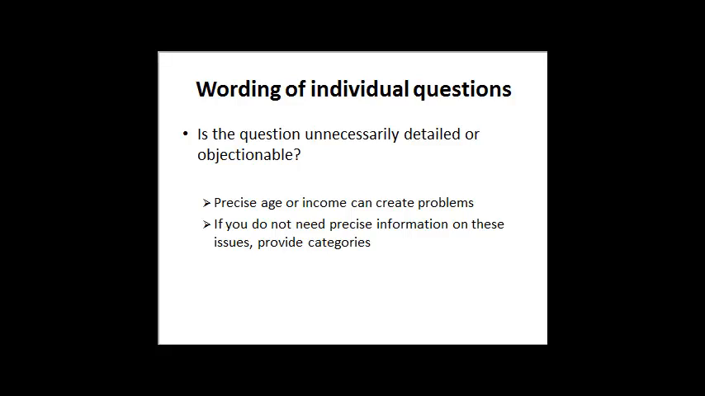Is the question unnecessarily detailed or objectionable? For instance, precise age or income can create problems if you ask for it. And so if you don't need precise information on these issues, provide categories instead.